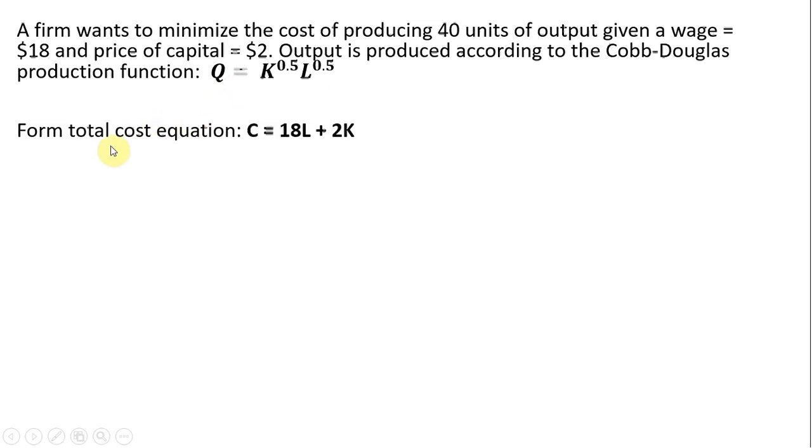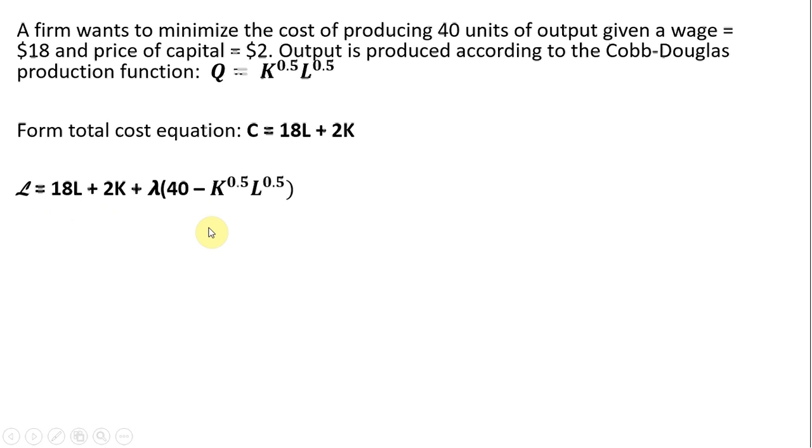First thing we're going to do is form the cost equation. Cost equals the wage times units of labor, where the wage is 18, plus the price of capital times units of capital, and as we mentioned, the price of capital is $2. So we're going to minimize this cost equation subject to the constraint that we want to produce 40 units according to this production function. We'll set up the Lagrangian. So here is the total cost, and this is subject to the production constraint. So it's just 40, the amount of output, minus the square root of capital times the square root of labor.